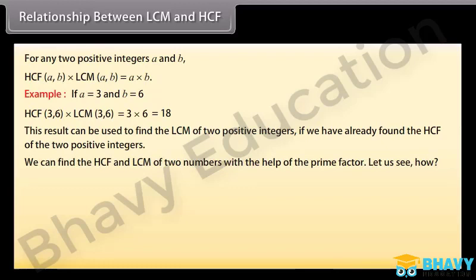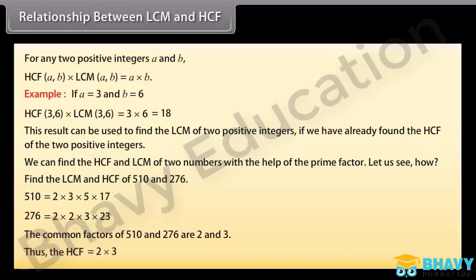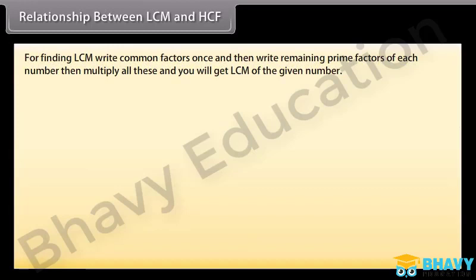We can find the HCF and LCM of two numbers with the help of the prime factors. Let us see how. Find the LCM and HCF of 510 and 276. 510 is equal to 2 into 3 into 5 into 17. 276 is equal to 2 into 2 into 3 into 23. The common factors of 510 and 276 are 2 and 3. Thus, the HCF is equal to 2 into 3. For finding LCM, write common factors once and then write remaining prime factors of each number. Then multiply all these and you will get the LCM of the given numbers.